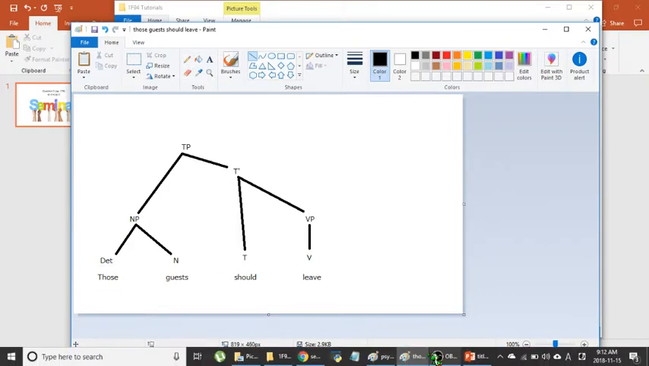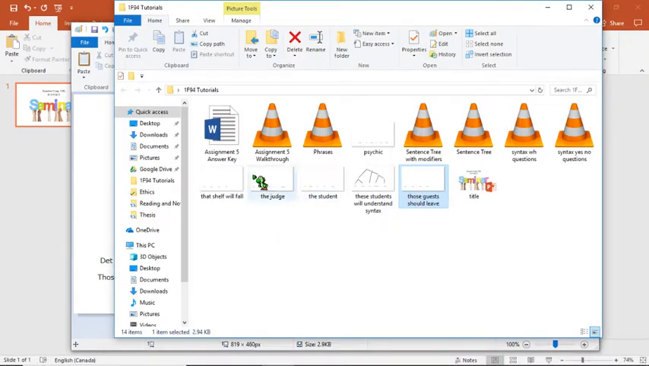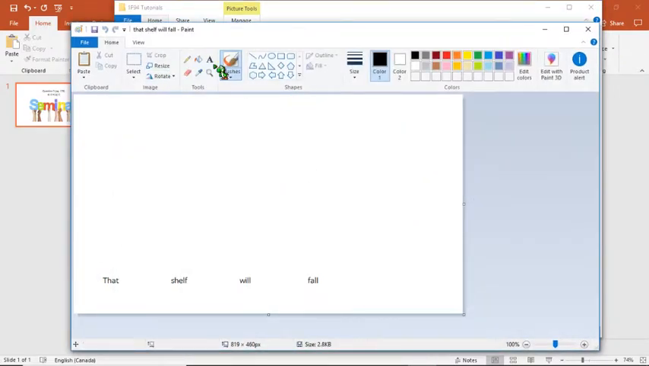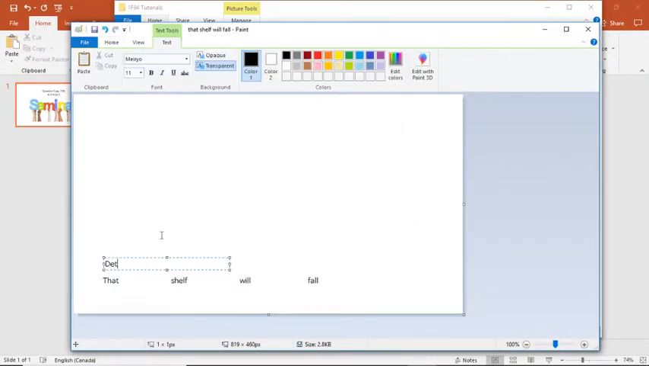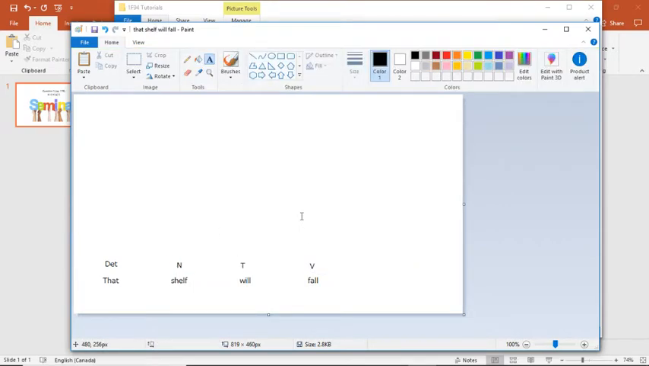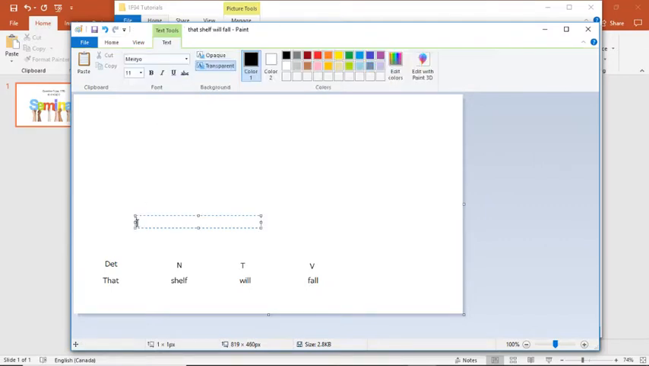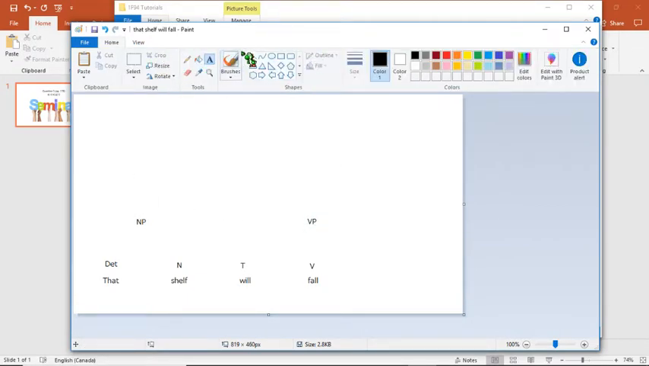All right, let's go on to the next one. I think that was the shelf. Okay, so same thing, pretty easy. Determiner and T, and then the verb, very similar to the last one. So I'm gonna do all the same kinds of things. Got my NP, got my VP. That's like that. Excellent. Okay.